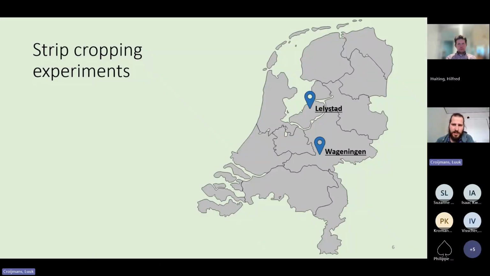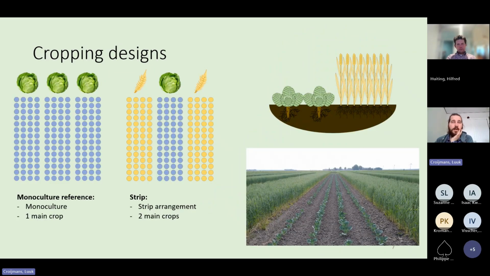And as I said, we had 2 locations, so this is where they are. I think especially useful maybe for the Danish colleagues, so they know a little bit where we're looking at. Wageningen and Lelystad is where the experiments were. And then we had several different designs, but there's 3 that I will talk about in this talk.